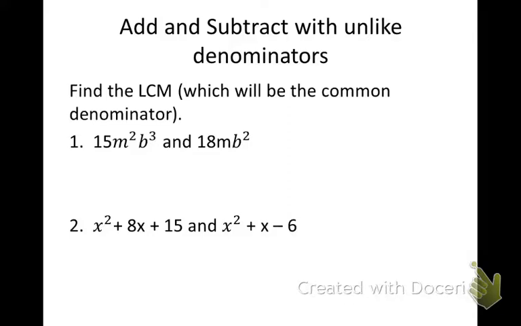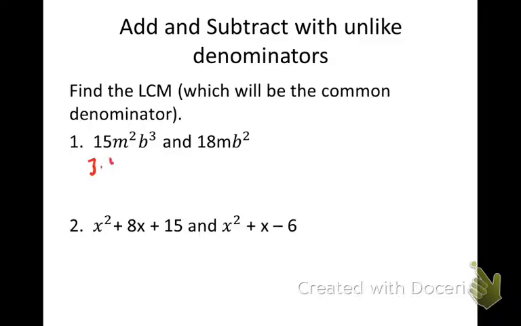Today we're going to be talking about adding and subtracting with unlike denominators. So we will have to find the common denominator. Remember, that's really the same thing as the least common multiple of your denominators. So we look at our numbers, 15 and 18. You can always make a factor tree for those if you need to find the least common multiple.